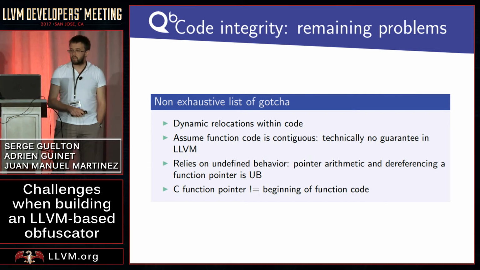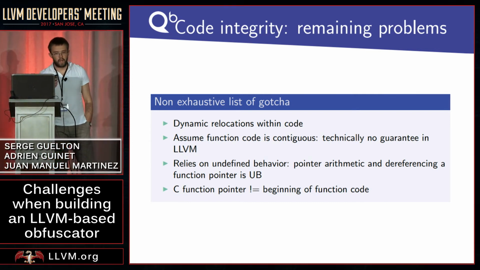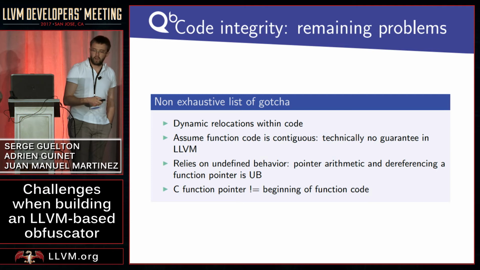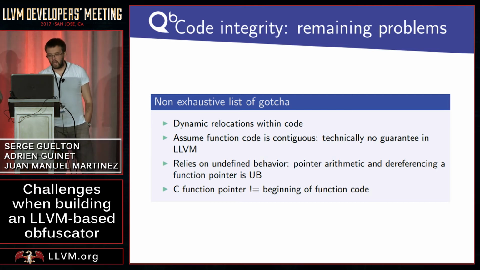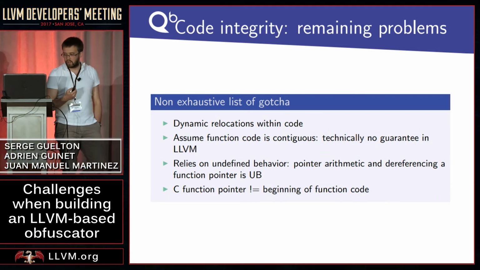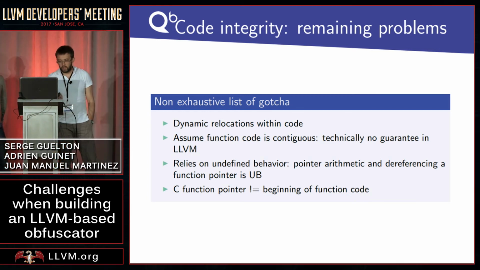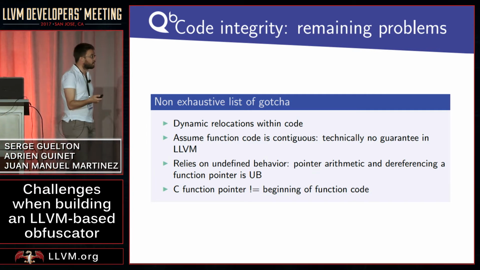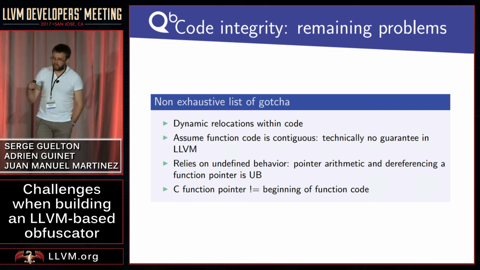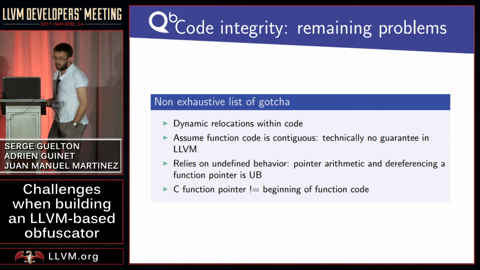So for instance, if we've got dynamic relocation within a function code, the loader will actually patch the function when loading your binary, so the hash will change. This actually does not happen a lot on x86 at least. It will happen if a function is more than 2 GB of code, which is kind of rare, and you have other issues too. We assume that a function is contiguous. There's actually nothing in LLVM, as far as we know, that statically says, okay, this will always happen. So it works for now, but may be broken in the future. We also rely on undefined behavior, because in C and in the LLVM-IR also, it's undefined behavior to dereference a function pointer. That's actually what we do.